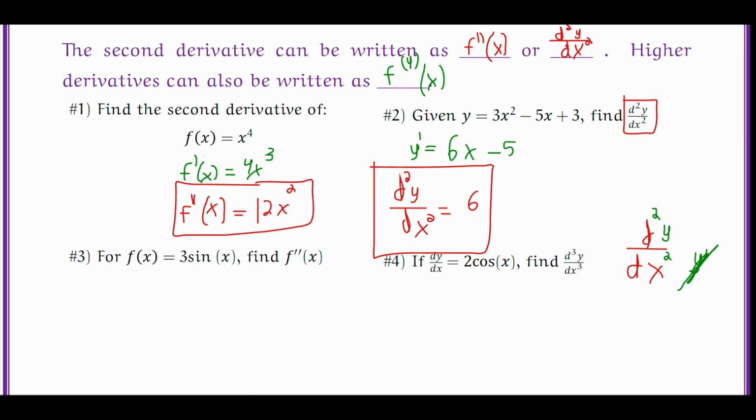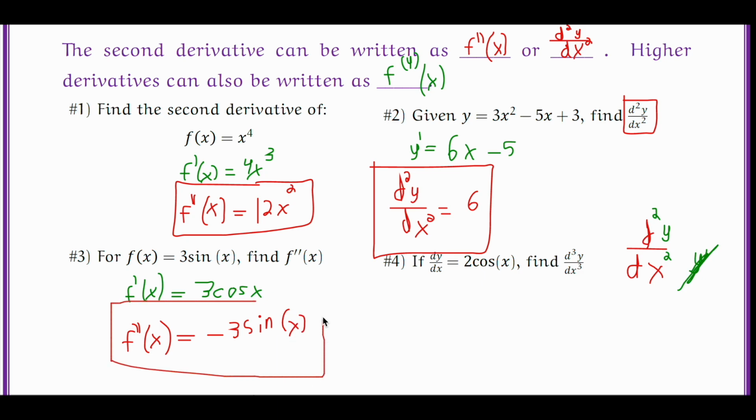Now the third problem, for f of x equals 3 sine of x, find the second derivative of f. Well, the first derivative, we have a constant in front, but the derivative of sine is positive cosine. Now to get the second derivative, we take the derivative of this function. Remember, cosine, it starts off decreasing, so the derivative of cosine is negative sine. So this derivative is negative 3 sine of x, and that's going to be our second derivative.